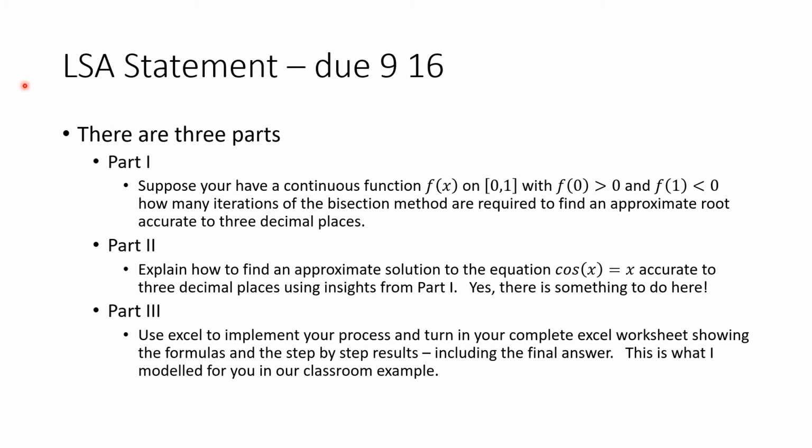So this is the statement of the low stakes assessment, and this will be due on 9/16. There are three parts. Part 1. Suppose you have a continuous function, f of x, on the interval [0, 1], with f of 0 being bigger than 0 and f of 1 being less than 0. How many iterations of the bisection method are required to find an approximate root accurate to 3 decimal places? Your answer, of course, would be a number.